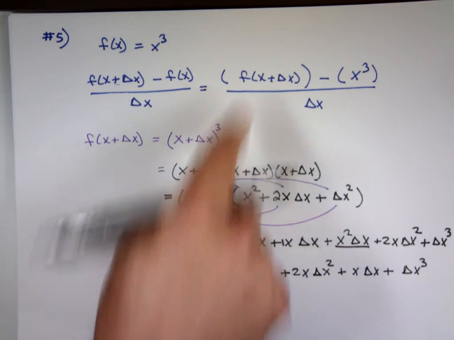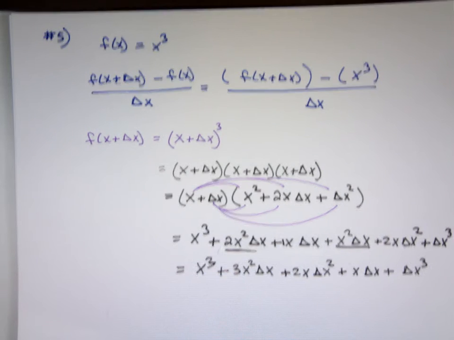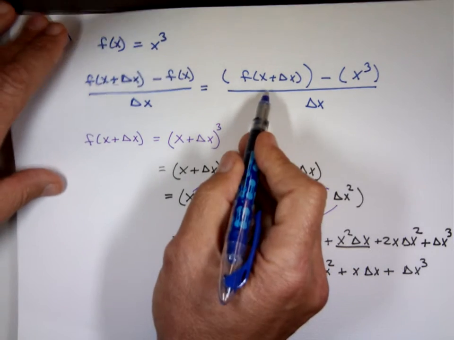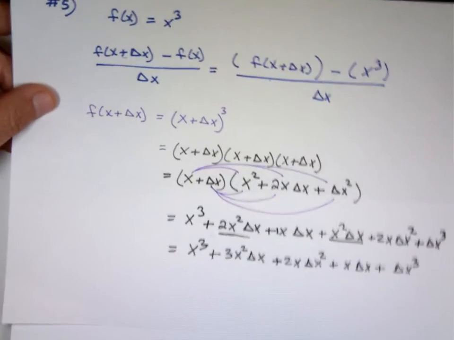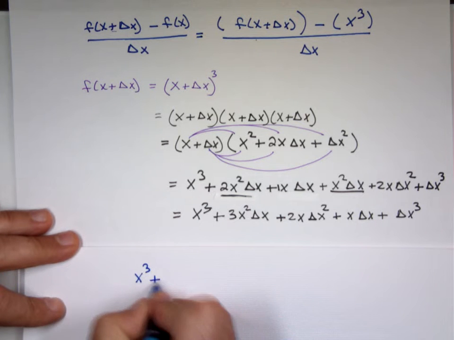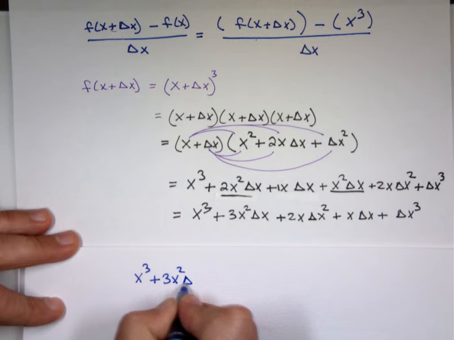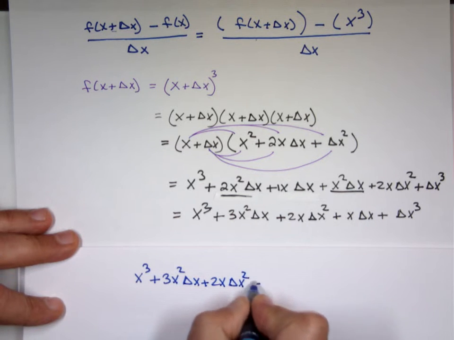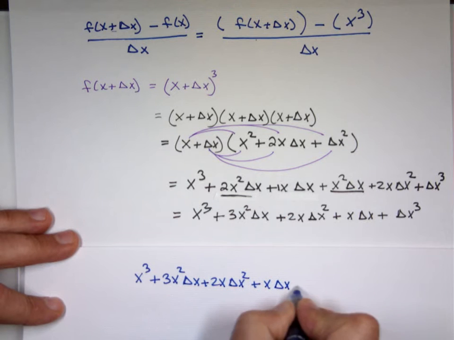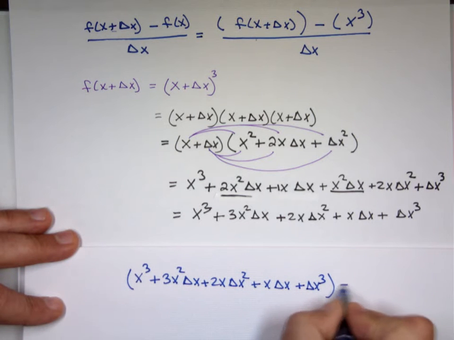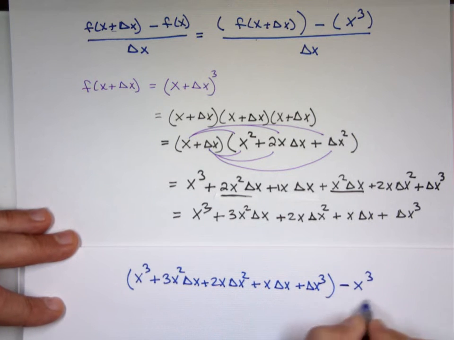Now put that in here, and let's simplify it. So let's go back to the top. If we know the answer to this, we should be okay. Well, now we know the answer to this. X cubed plus 3x squared delta x plus 2x delta x squared plus x delta x squared plus delta x cubed minus x cubed over delta x.